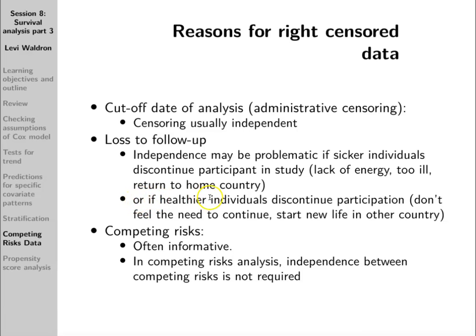Or another example is if healthier individuals discontinue participation because they don't feel the need to continue, or they decide to go on and move to another country. And then the third situation is competing risks. That is where there is another set of risks besides the ones that we are modeling. And these are often informative risks. But in a competing risk analysis, independence between the competing risks is not required.